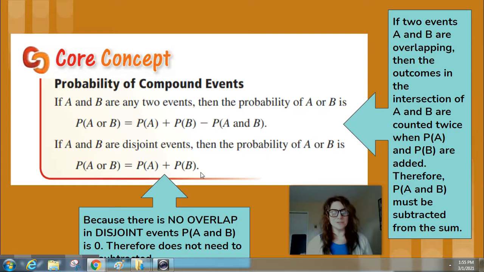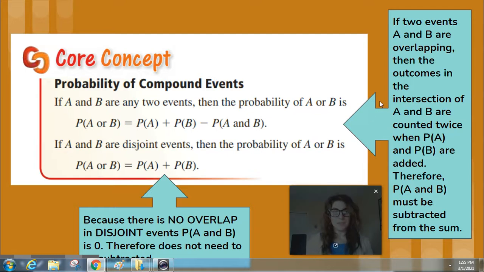The second one deals with a disjoint. Notice there is no subtraction because there is no overlap. There's nothing that they share, so I don't have to worry about subtracting it out. Some people will put minus 0 just to make things easier, so they're always doing the subtraction. It's completely up to you. But for overlapping, we need to subtract it out. For disjoint, we keep it without it, or you can subtract 0 because they have nothing in common.